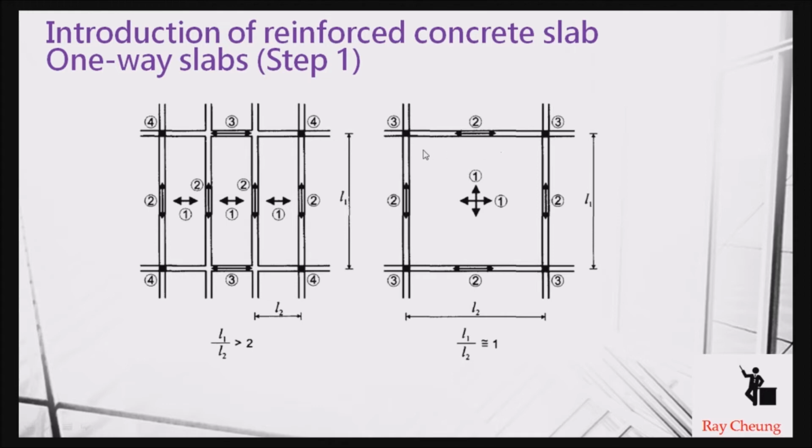If the 4 sides are more or less the same, the ratio is equal to 1, and we call it a two-way slab. If L2 is very small and the ratio is larger than 2, we call it a one-way slab.